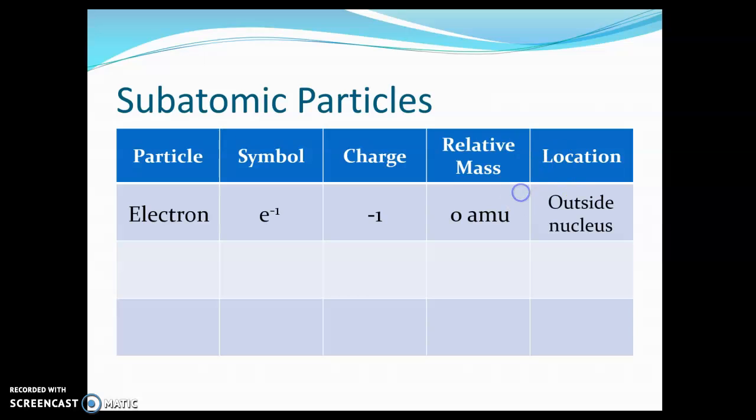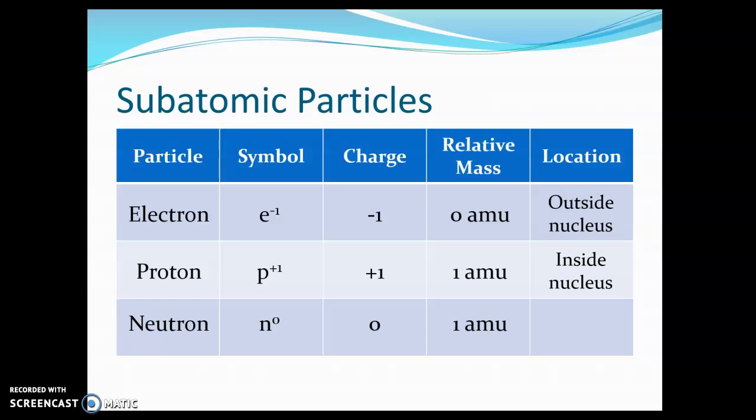So the electrons, the symbol is e minus 1. The charge is minus 1. The relative mass is 0. It's really, really small and light compared to the others. And it's located outside the nucleus. The proton symbol is p plus 1, or sometimes you just have p plus. Charge is positive 1. Its relative mass is 1, and it's found inside the nucleus. The neutron, n0, the charge is 0. The relative mass is 1, and it is found inside the nucleus.